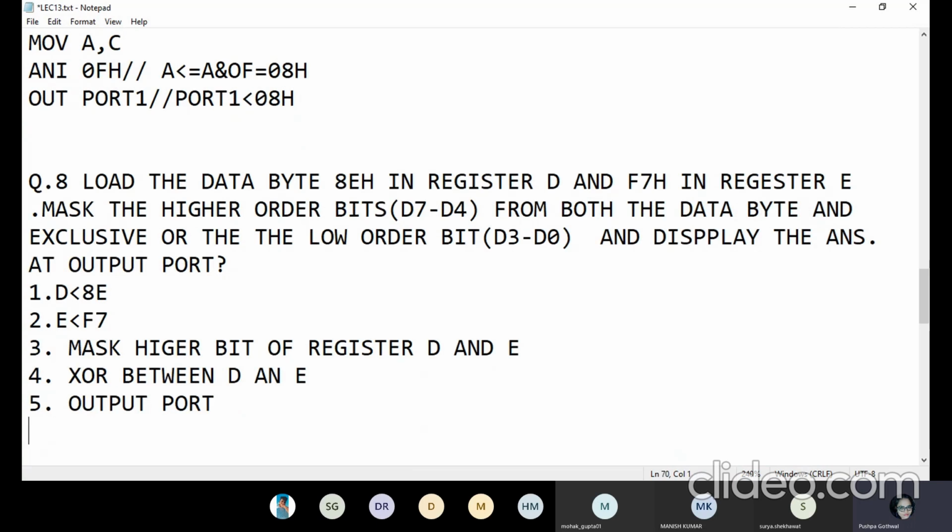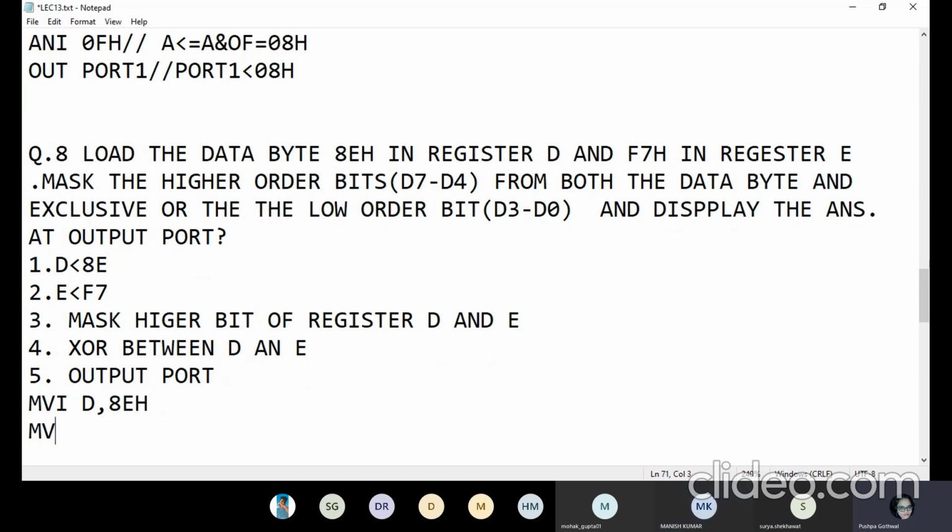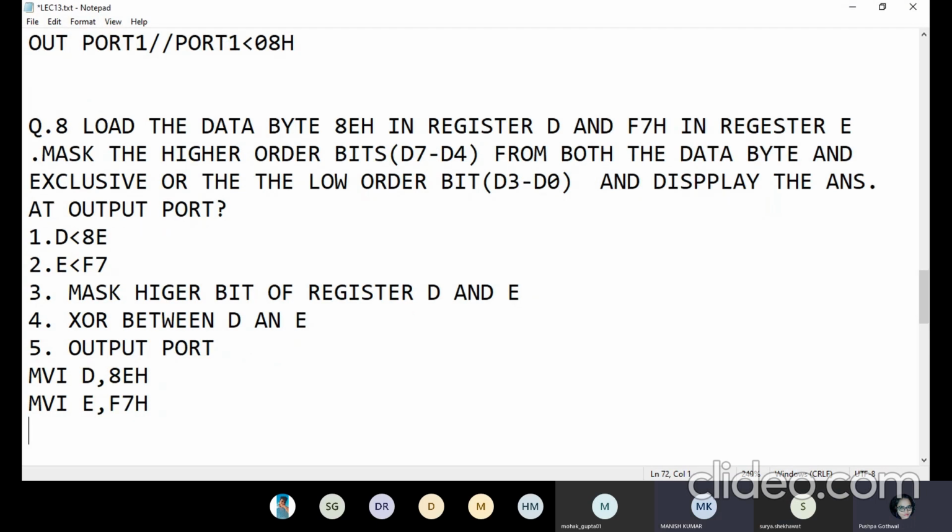So can you tell me how should I write this code? Is the question clear now? Yes, ma'am. Now tell me how can I write this one? MVI D. Okay, so first I will write MVI D, 8EH, so first I will load D, then I will load the second number, MVI E, F7H. Now what do I have to write next? Mask D and E. So how can I mask it?